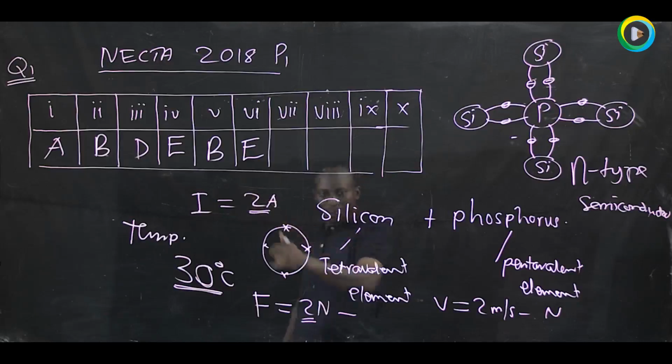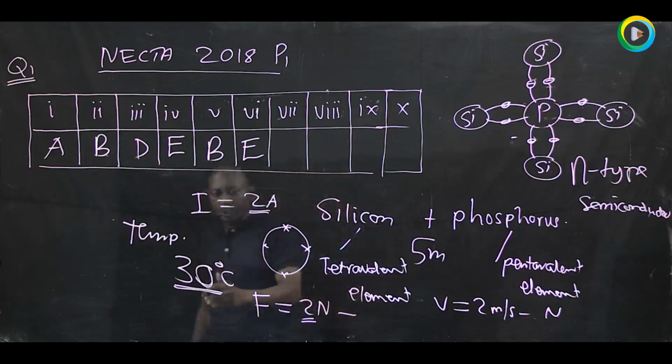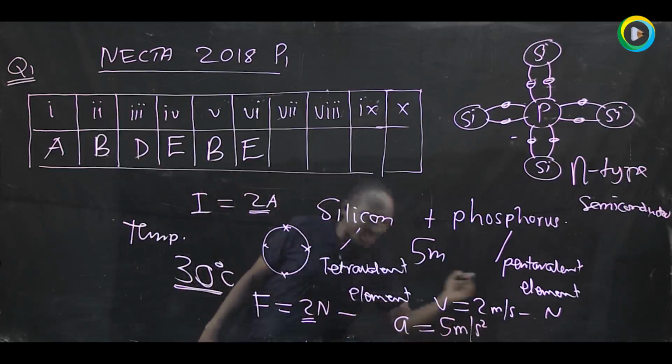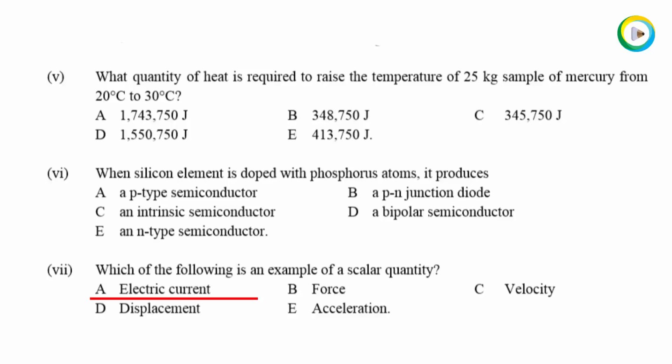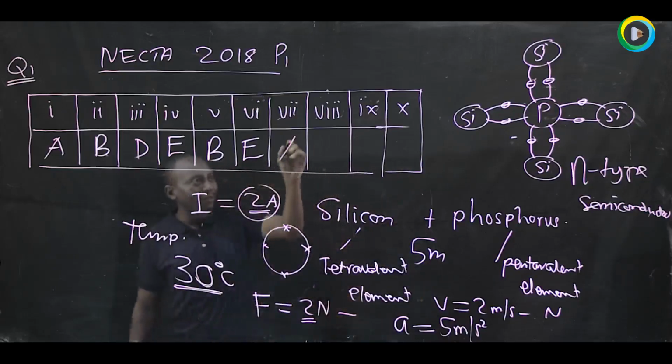Displacement. Displacement also is a vector quantity. When you say the displacement of a body is 5 meters, you can say the displacement is 5 meters north or 5 meters south. Displacement is a vector quantity. Acceleration also is a vector quantity. The acceleration of a body, let's say 5 meters per second square, has direction, it can be north, can be towards the south, etc. But when we are talking about electric current, we are talking about magnitude only. And therefore, electric current there is a scalar quantity. A. The answer here is A.